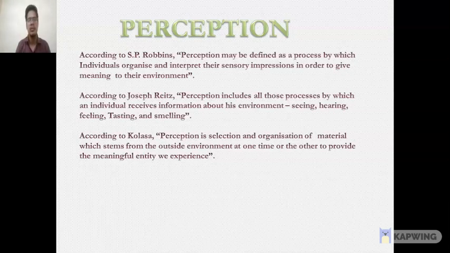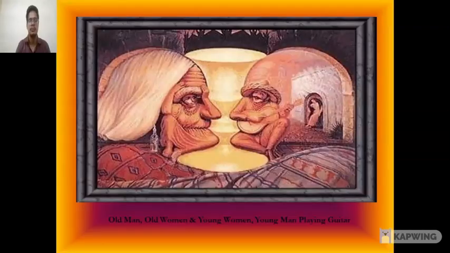According to Joseph, perception includes all those processes by which an individual receives information about his environment. Seeing, hearing, feeling, tasting, and smelling are the examples Joseph has given. According to Kodash, perception is selection and organization of material which stems from the outside environment at one time or the other to provide the meaning we express.